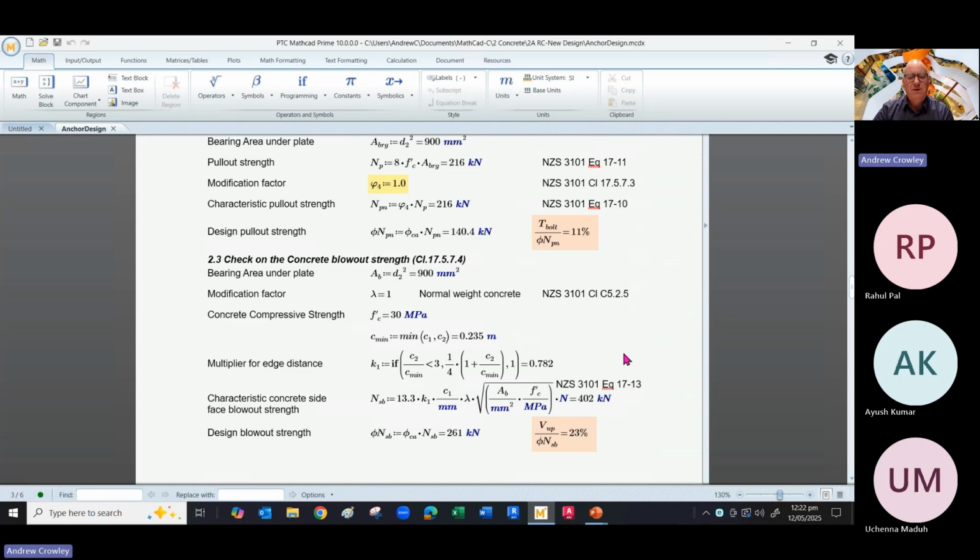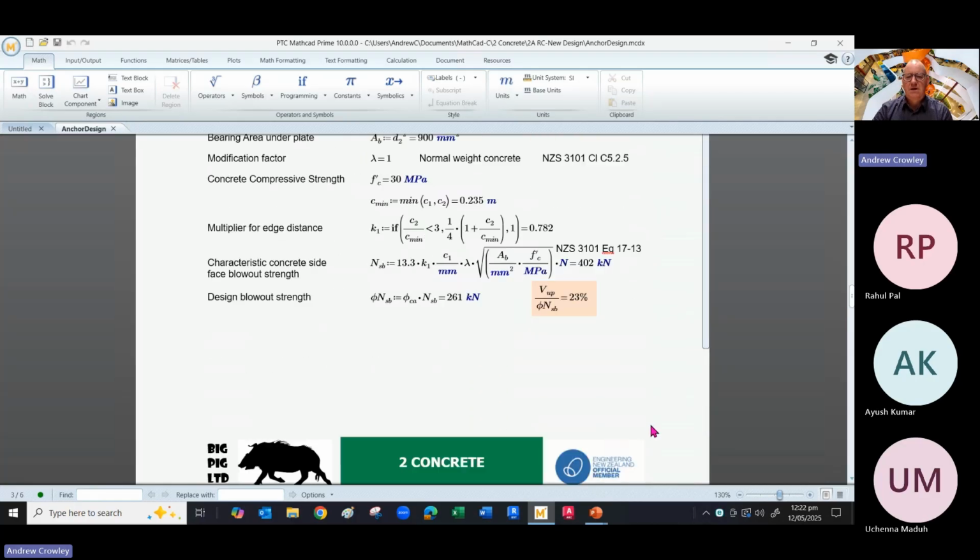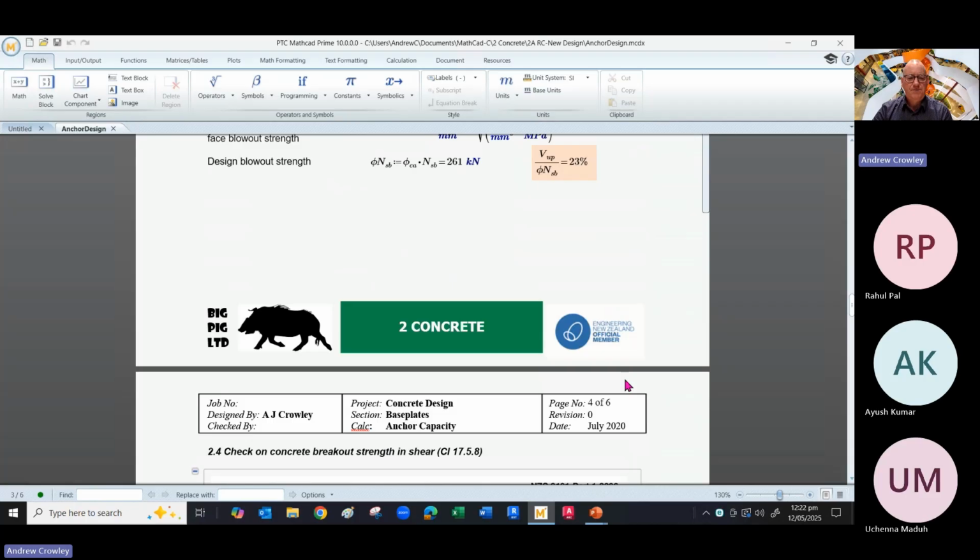Now we check on the blowout strength. Again, we're still in tension, and again, we've taken our bearing under the plate. And we have modification factors for our edge distances. Here, K1 works out as 0.782, which gives us a design blowout strength of 261 kilonewtons. Again, a relatively small utilization.